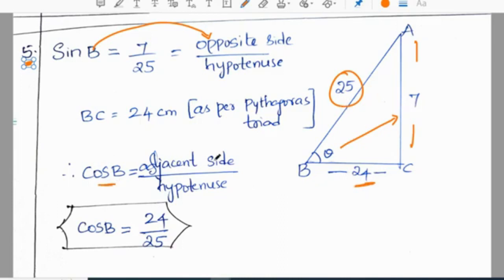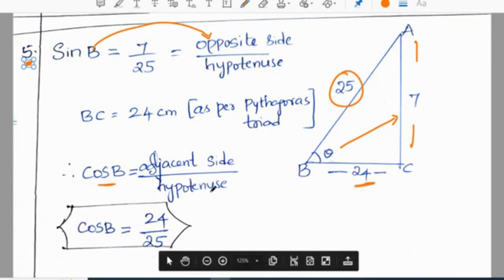So cos B is adjacent side by hypotenuse. So adjacent to theta is 24 and hypotenuse is 25. So the value of cos B is 24 by 25.